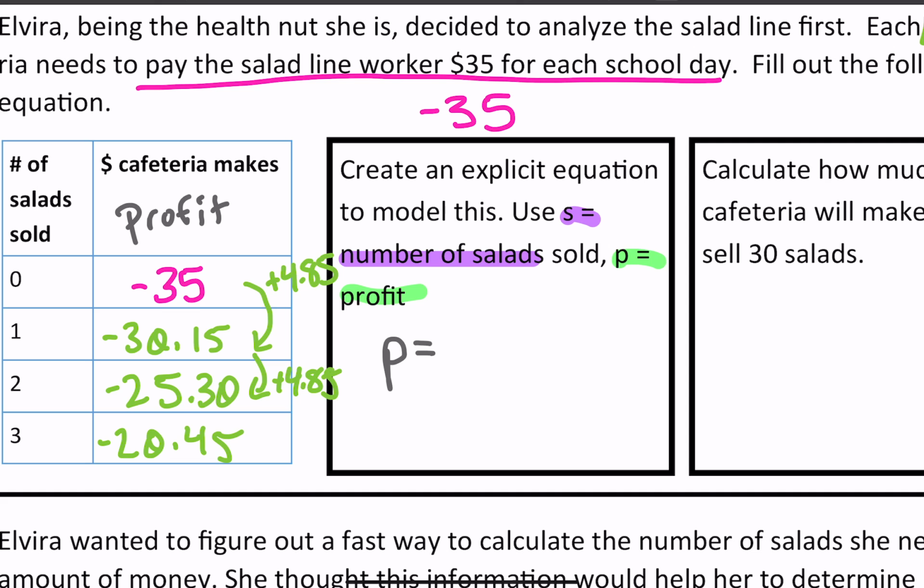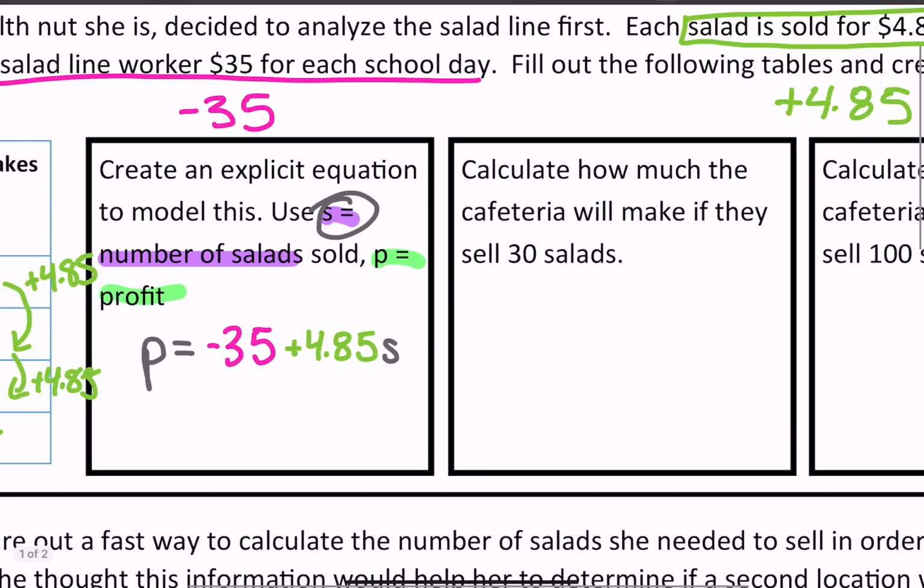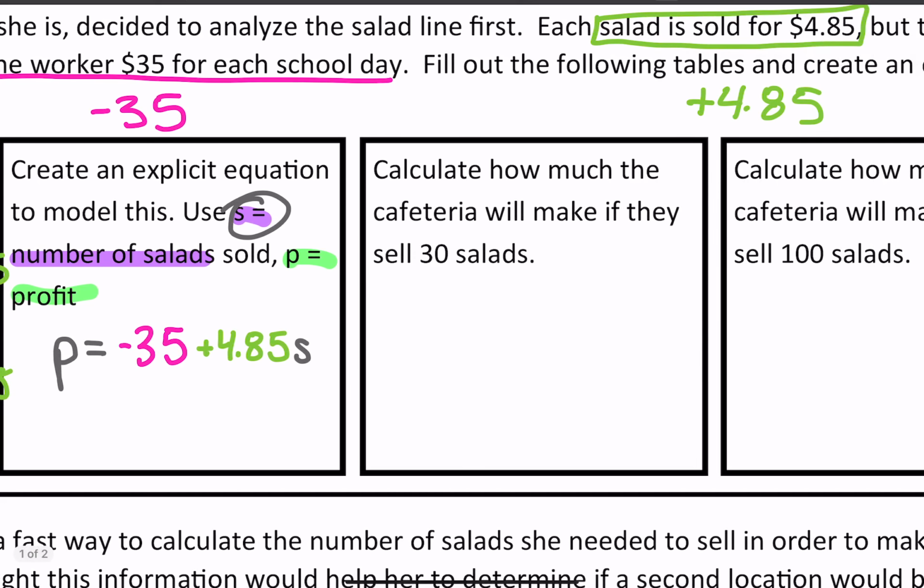well, we started our table with that negative 35, bringing back them skills, and then we added 4.85 every time we went down the table. However, we added for every time we had a salad, so we have that S. So bringing back semester 1 skills. Hopefully they're still there.